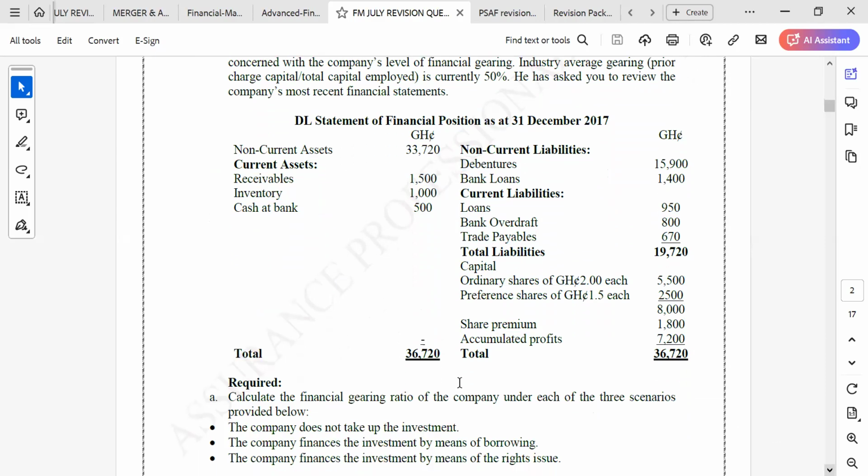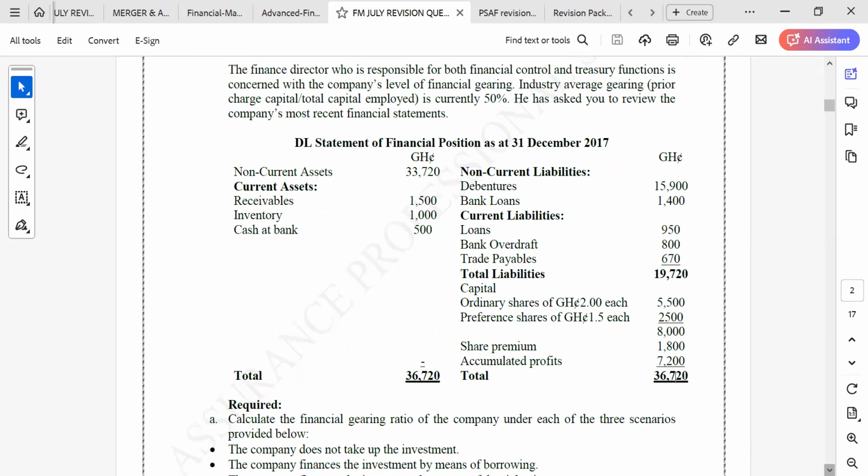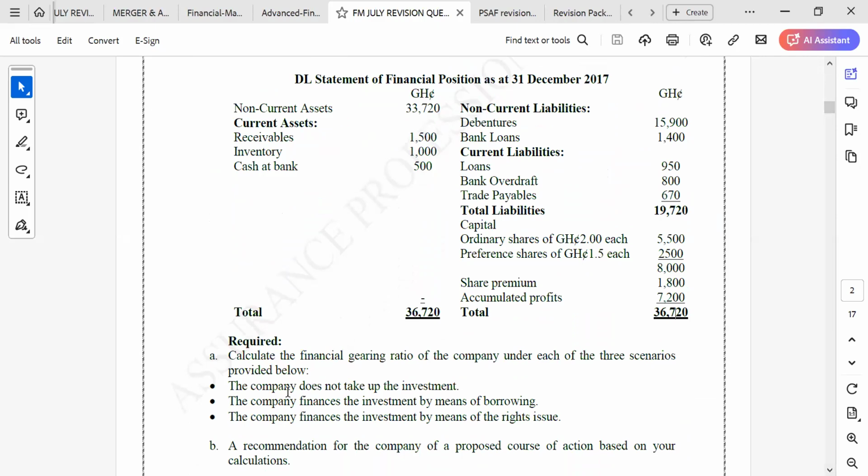So they are asking you to calculate the financial gearing. What is given to you is the prior charge capital over the total capital employed. If we are not doing anything now, our financial gearing will just be based on our recent financial statement. So how do we find our prior charge capital? It is the long-term debt, which will be the debentures, bank loans, plus the preference shares.